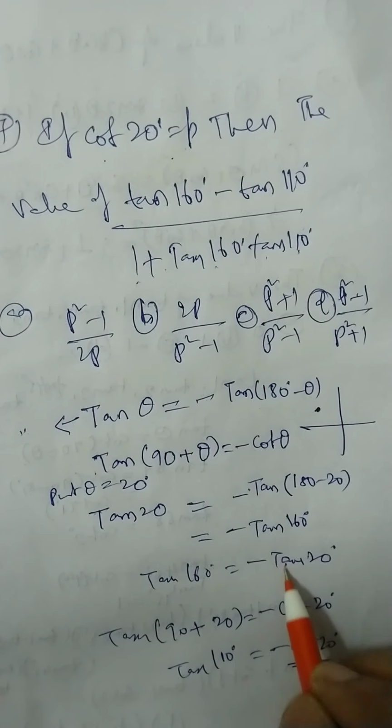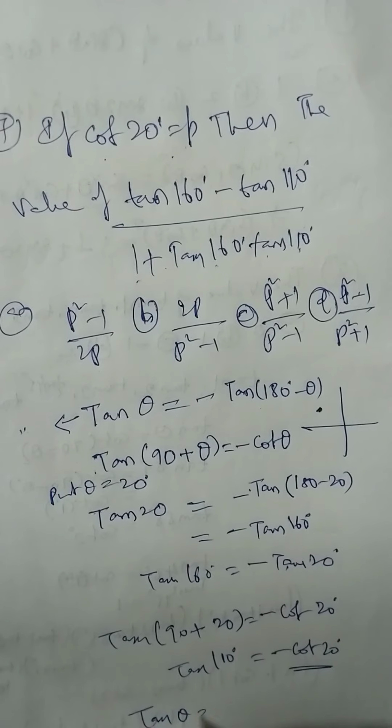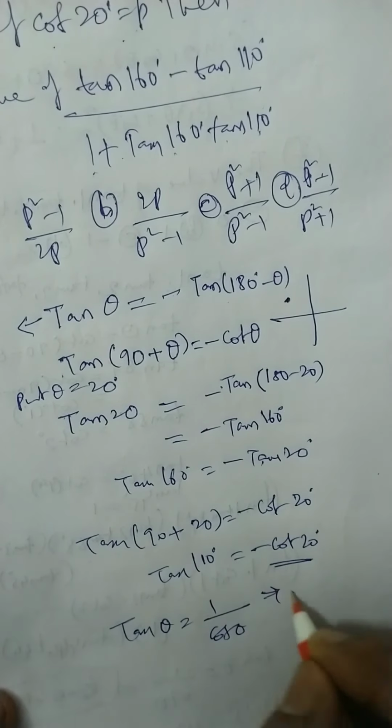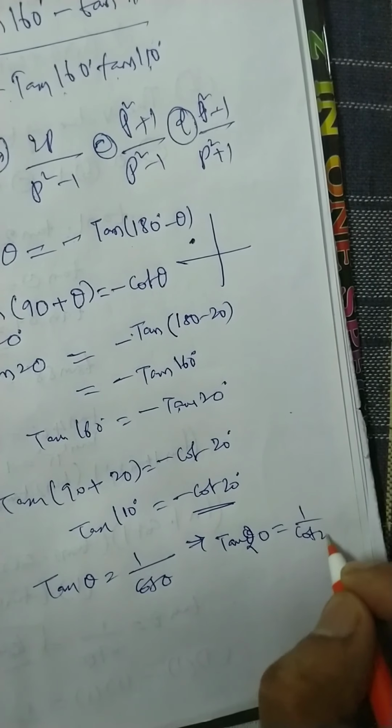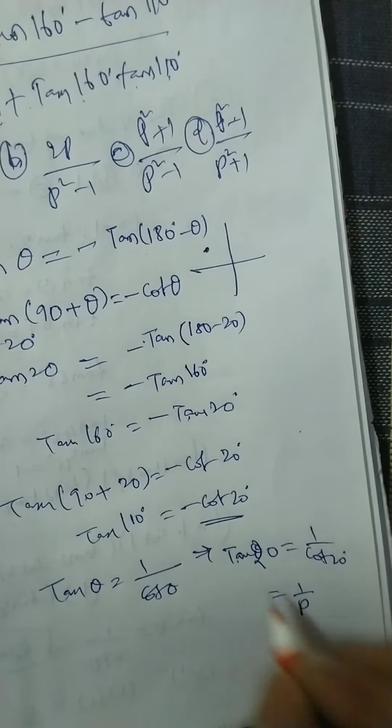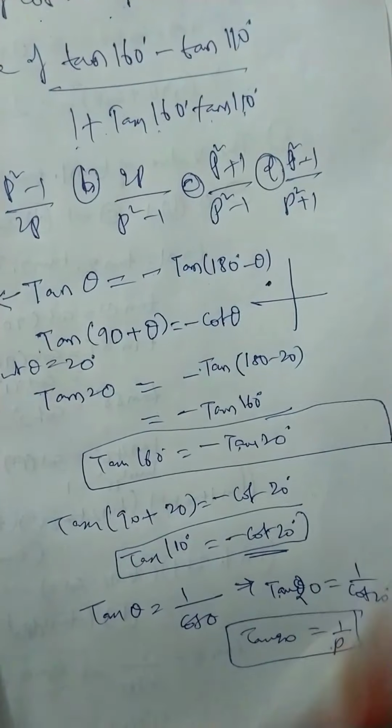Tan 20 is here. We all know that tan theta is the reciprocal of cot theta, so tan 20 will be 1 by cot 20, so that is 1 by p. So tan 20 value is 1 by p, and cot 20 value is already given. Now we use all this information together in the given problem.